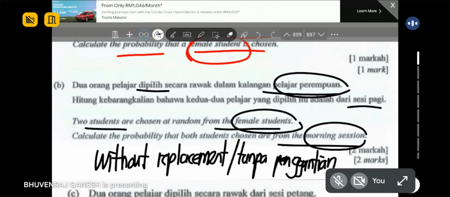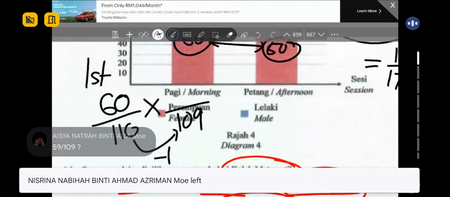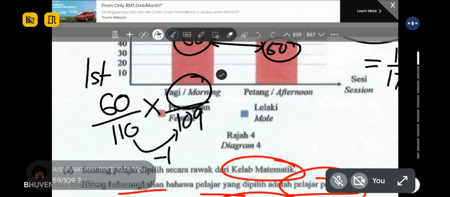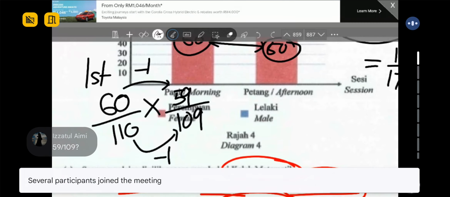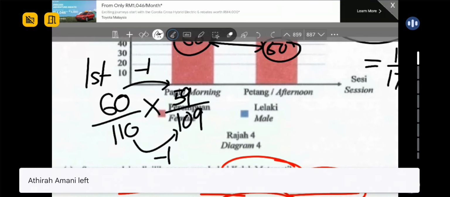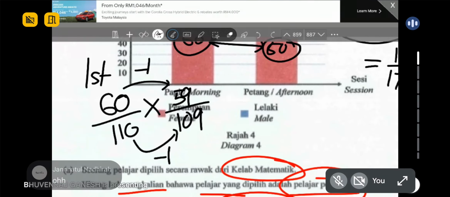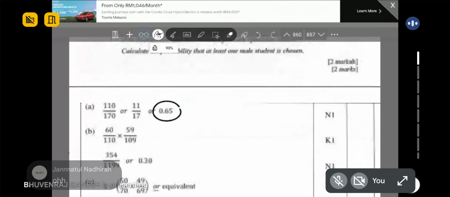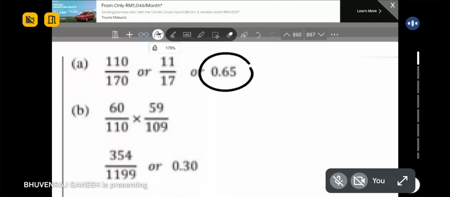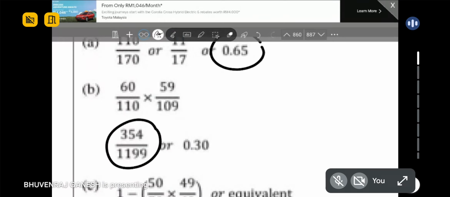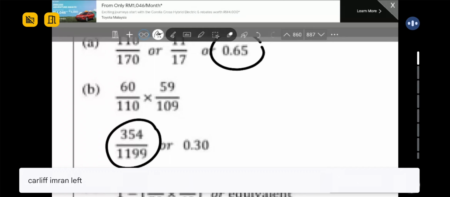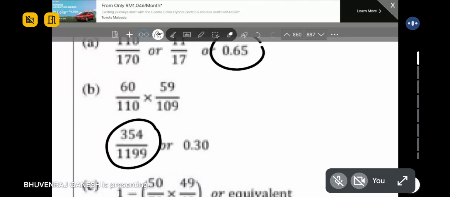Alright. So now, guys, what is the value on top here? Can you all tell me? Nilai ke atas? Yes. The answer is 59. Correct. This one also must minus one lah, guys. Tolak satu. Because you guys already choose one girl. Sudah pilih satu pelajar perempuan. So you guys just press calculator. Your answer should get 354 over 1199. Ini adalah jawapan dia. Final answer. Okay, clear, guys? Question B. Jelas so far?